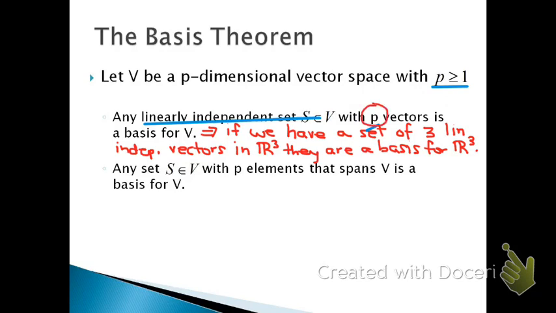Remember we said that each finite dimensional vector space will always have n elements. So if I have a set with n elements that's linearly independent, then I know that it spans the vector space. And if I have a set of n elements that span the vector space, then I know that they are automatically linearly independent, and in both cases they form a basis.